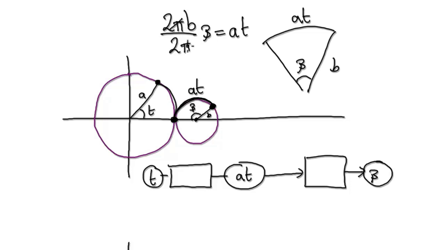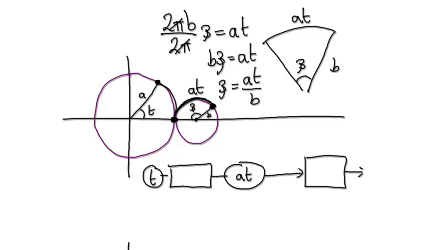So now the 2 pi's cancel each other out. B times beta equals AT. So if you want beta, then divide both sides by B. So beta equals AT over B. So this thing here is AT over B.